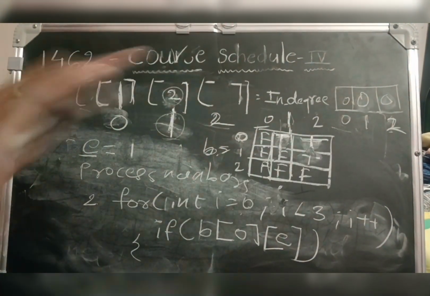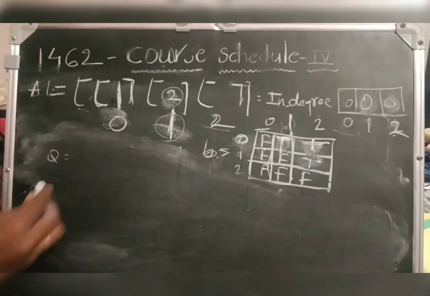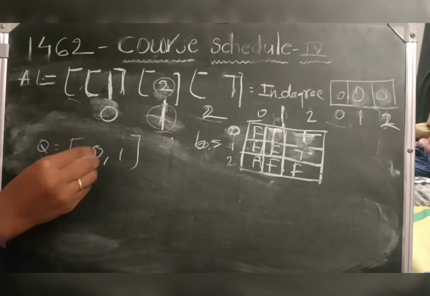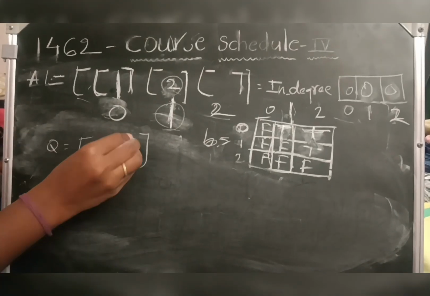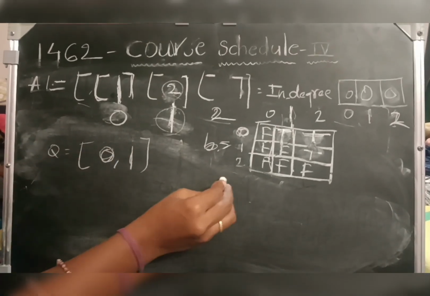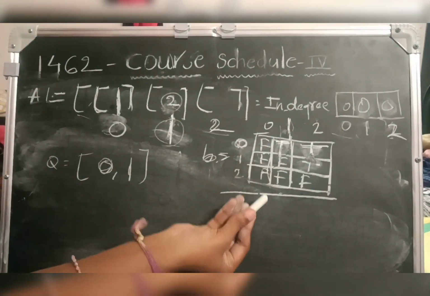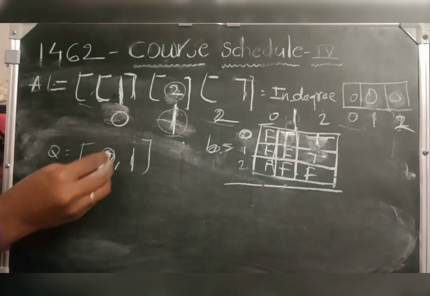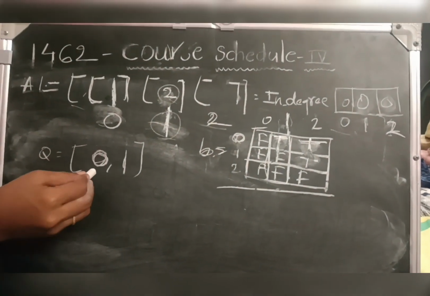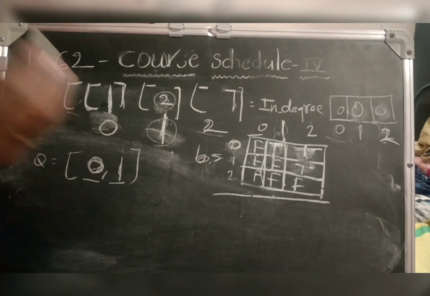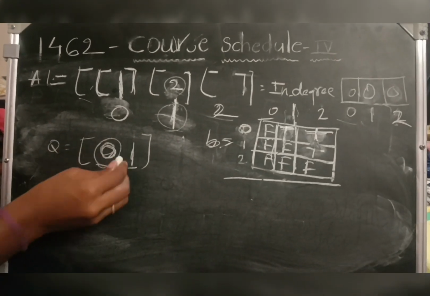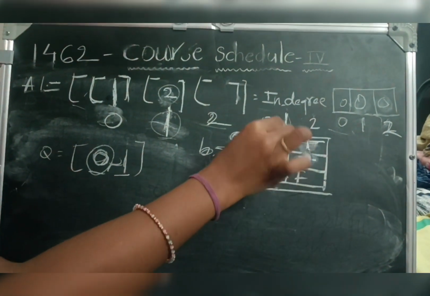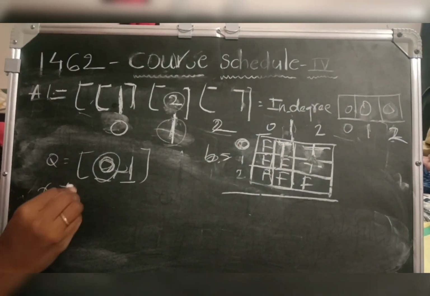In the question they give 0 and 1. So simply check whether this 0 is a prerequisite of 1 or not. Here in the table we maintain the same. Is there any prerequisite between 0 and 1? We make it true. So simply by checking the 0th row and the ith column, if it is true, definitely 0 is a prerequisite of 1. So let's see, in the 0th row, 1st column, it is true. So we return true.